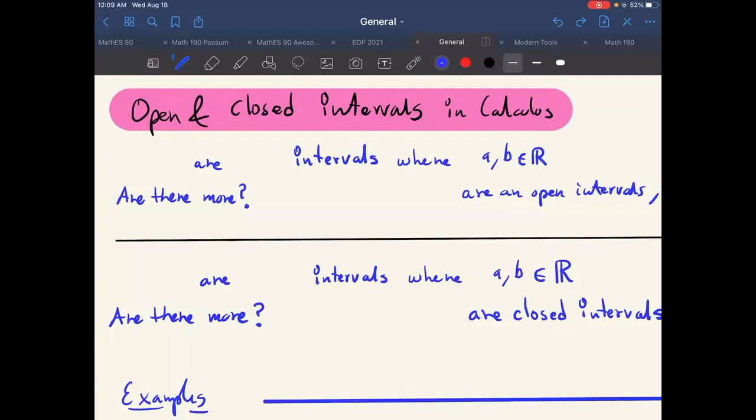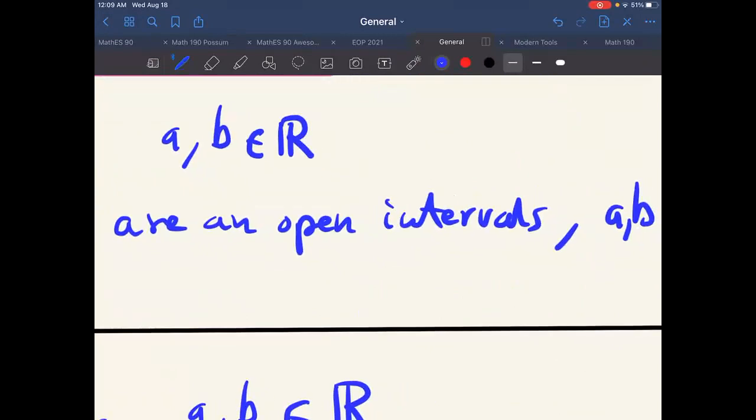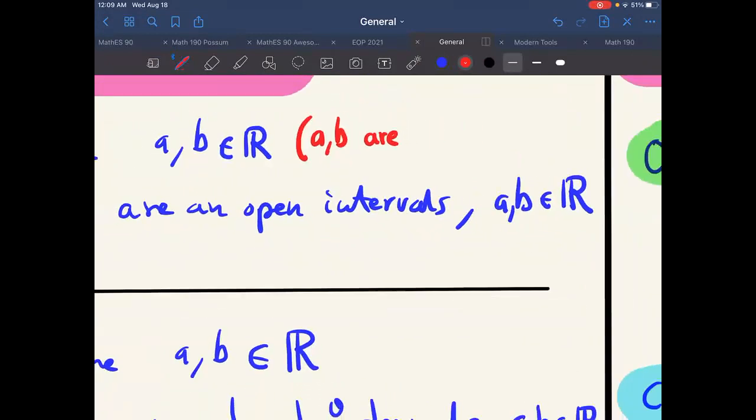Hello, students. We're going to study today open and closed intervals in the calculus setting. So we're going to start with (a, b), excluding a, excluding b. This is what we call open intervals, where a and b are real numbers. Mathematicians were very lazy, and when we write that, we mean a and b are real numbers.